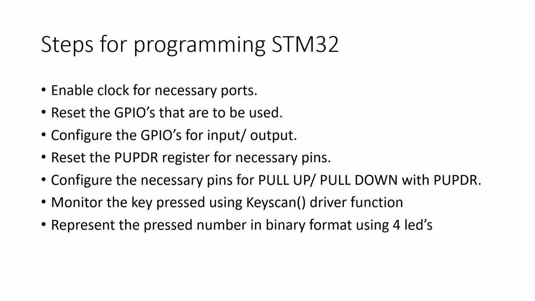So coming to the steps for programming STM32, as we discussed in the previous tutorials also, first we'll enable the clocks for the necessary ports, then reset the GPIO pins that we are using, and then configure the GPIOs as input or output based on our needs, and then PUPDR, which is the pull-up and pull-down register. This we will do for only input pins. Whatever pins we are using as input, we will be resetting the PUPDR for those input pins, and then programming the PUPDRs accordingly.